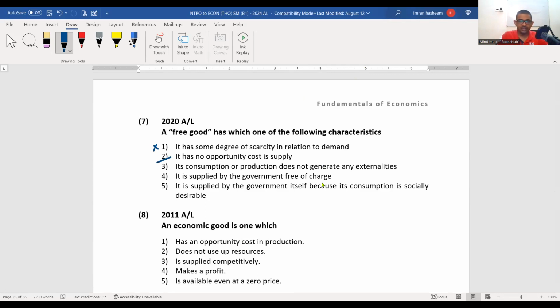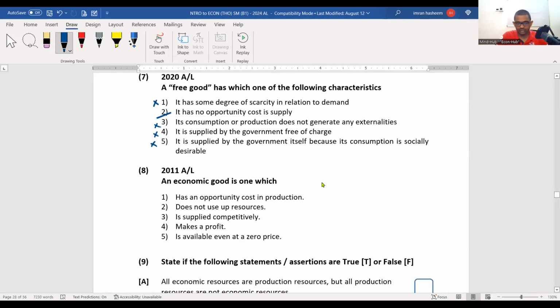We have to agree. Its consumption and production externalities? No, we don't divide economic and non-economic based on externalities. So that's out. Supply by the government? No. Free goods are not supplied by any party. It's available by nature, naturally supplied. It is supplied by government because the consumption is socially? No. Free goods are naturally available. Correct answer number 2. All of you have got the correct answer.